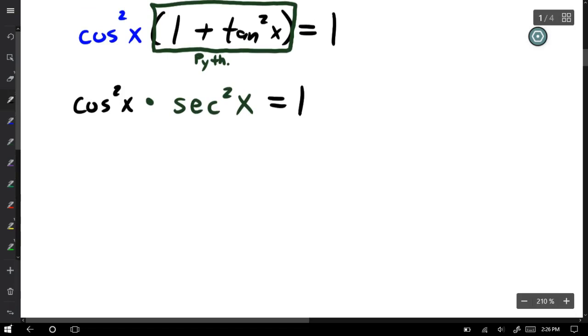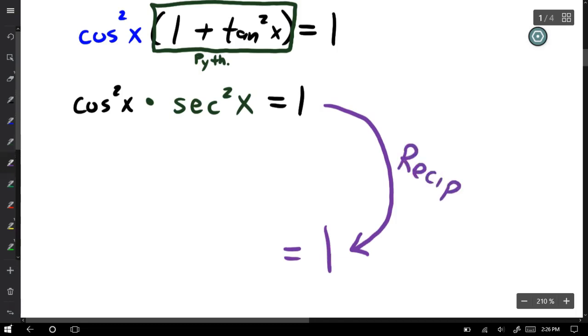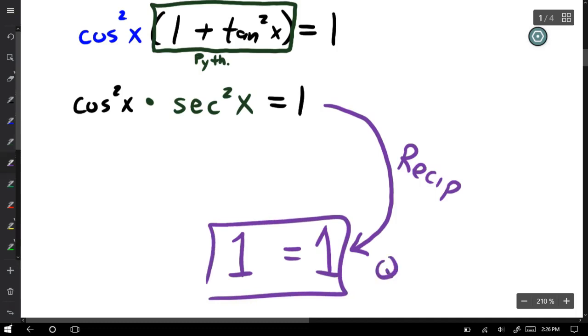So again, why is this helpful? At this point, if you can see that secant and cosine are reciprocals of each other, if you multiply 2 reciprocals together, you're going to get the number 1. And you can say 1 equals 1 QED. We did it same way as before.